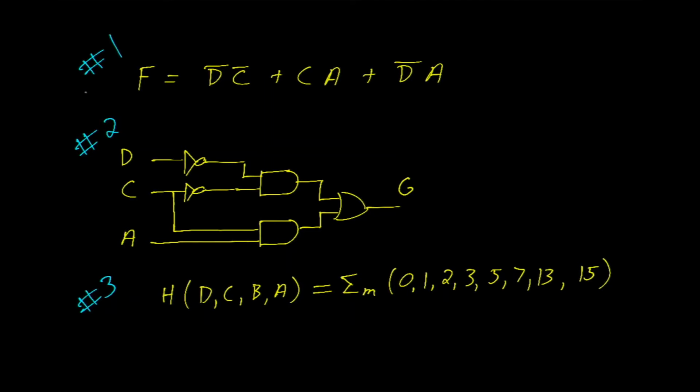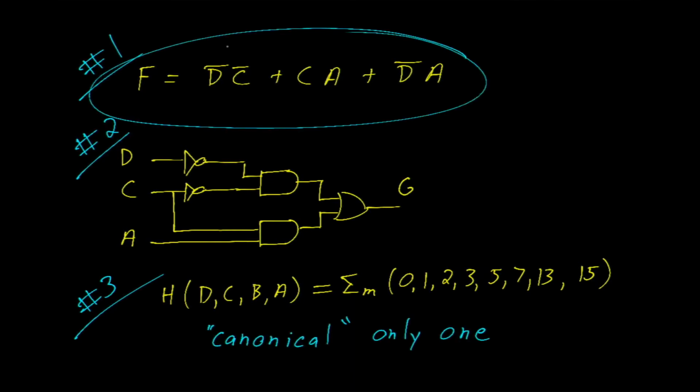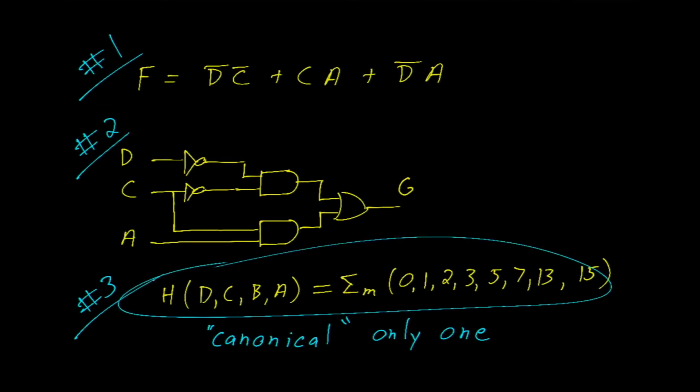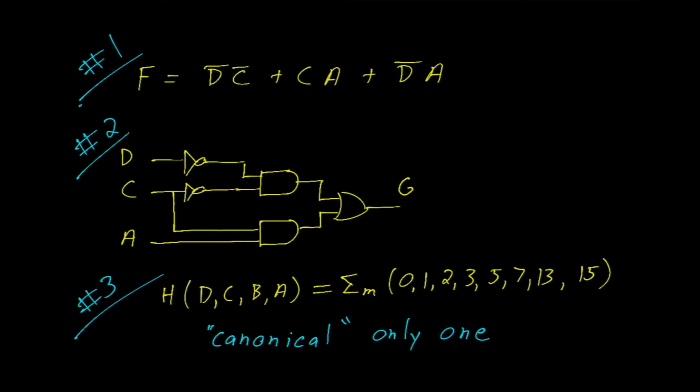What we want to do now is look at each of these three circuits and determine if they are the same. When we use the word same, we're talking about that truth table, the canonical form. This circuit can only have one truth table. This circuit can only have one truth table. This circuit actually describes a truth table, but there can be only one. And again, what we want to know is, are these the same circuit? Is function F the same as function G, the same as function H?